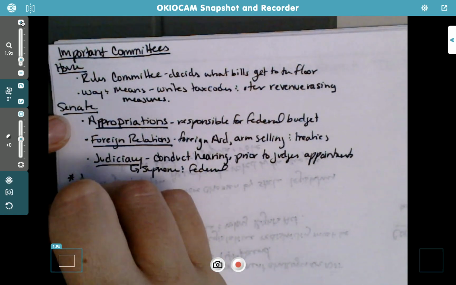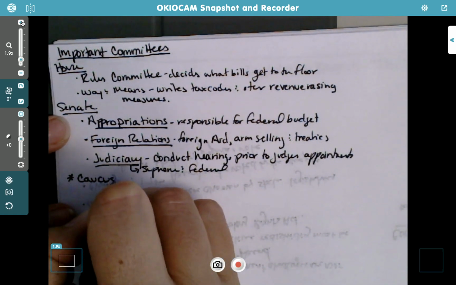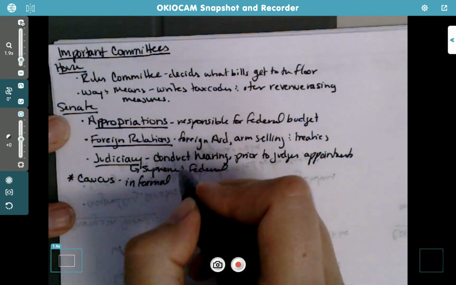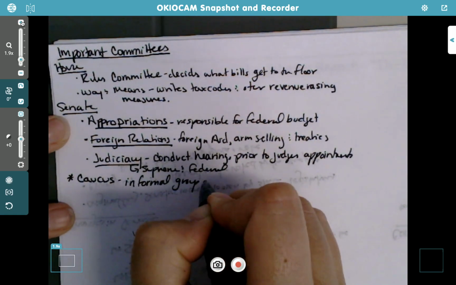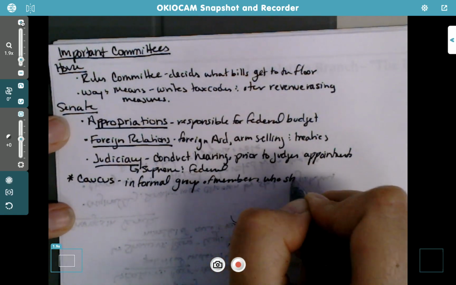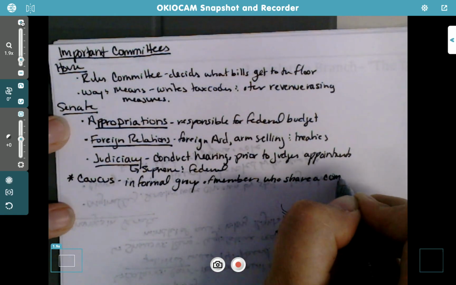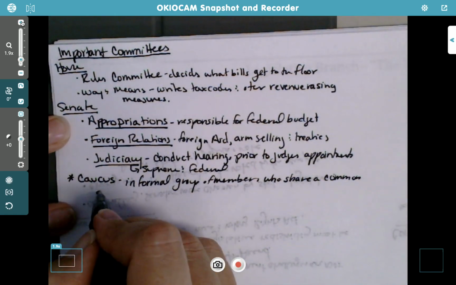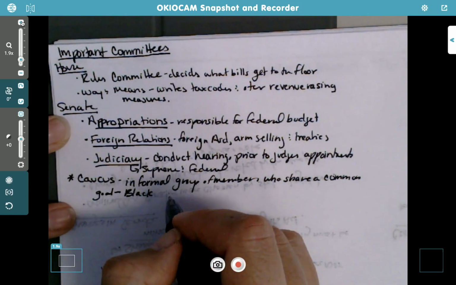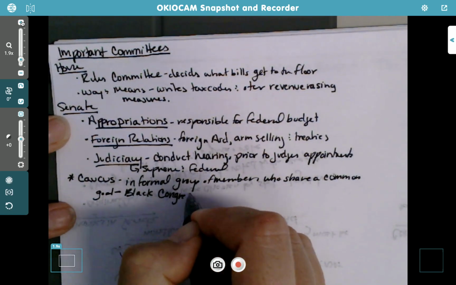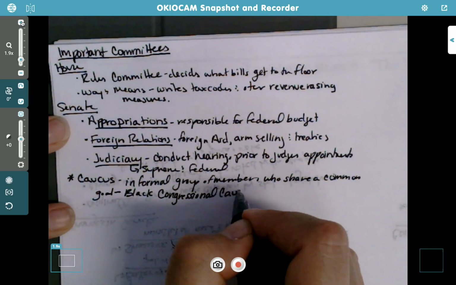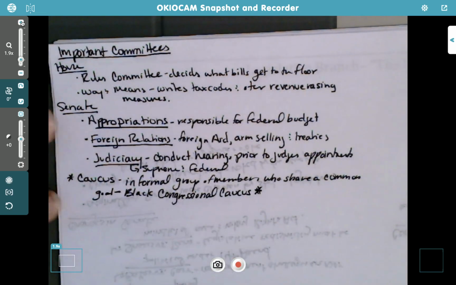Underneath that, put a little star and write caucus, C-A-U-C-U-S, which is an informal group of members who share a common goal. Black Congressional Caucus is an example.